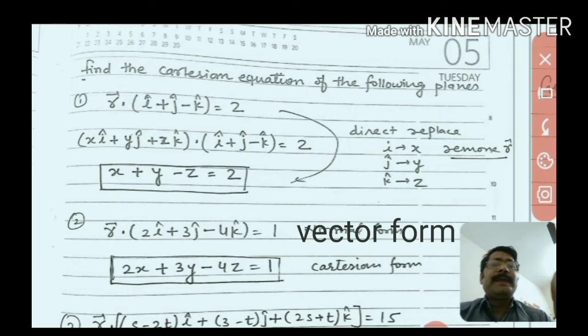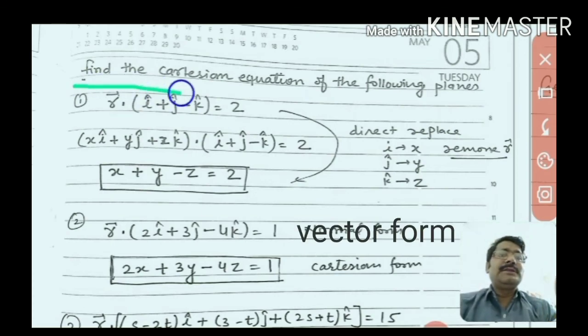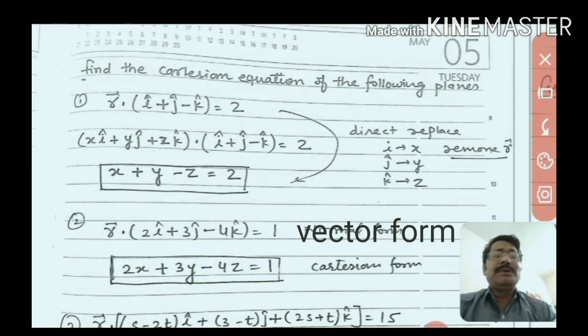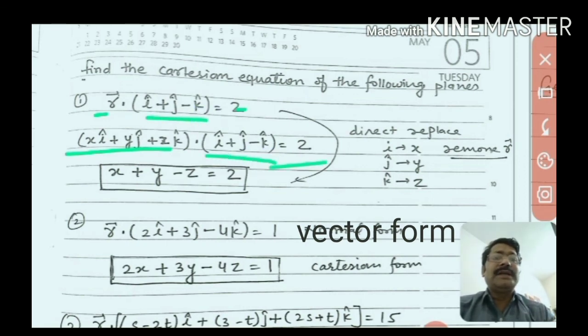Look here all of you, find the Cartesian equation of the following planes. These planes are given in vector form, and you have to change this vector form into Cartesian form. How can we change it? For the first question I will do the whole method. In place of r we write x i cap plus y j cap plus z k cap, and the normal vector I write as it is. Now you do the dot product: x plus y minus z equal to 2.